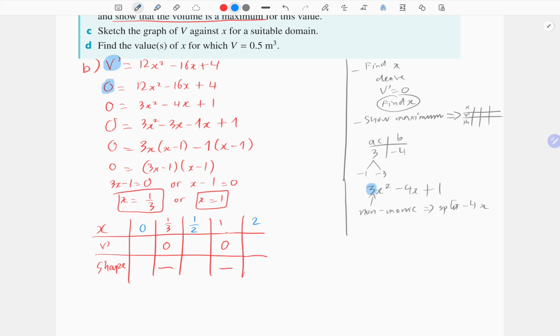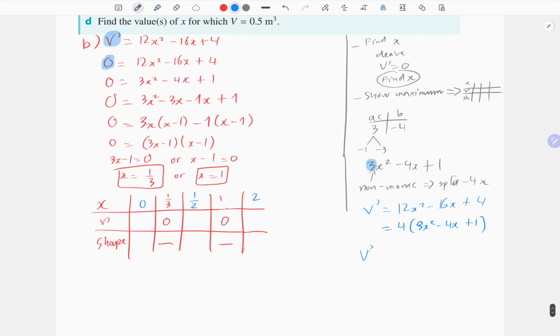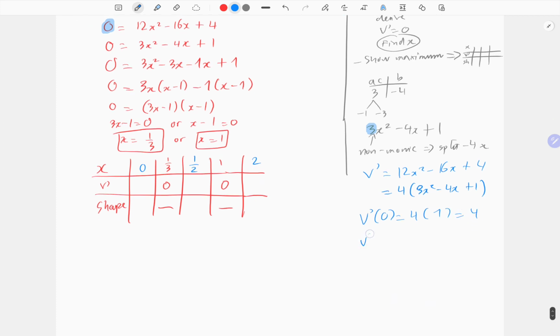Okay, so sub 0 into v dash, and once again, I'm just going to write a v dash here just for clarity. 12x squared minus 16x plus 4. And what did I say before you sub values in? You take out common factors. Okay, so you see that if you take out a 4, it will make the calculations a lot easier. So v dash of 0 would be 4 times 0, 0, 1 is 4 times 1, which is 4. And then v dash of 1/2, that will be 4 times, and then inside here it will be 1/2 squared is 1/4. So that will be 3/4.